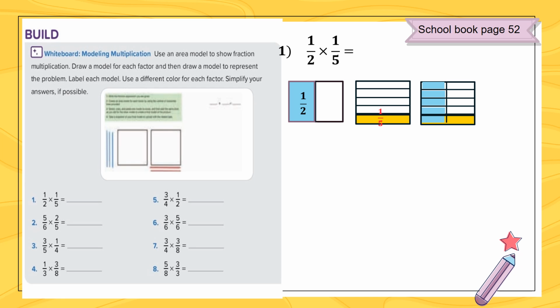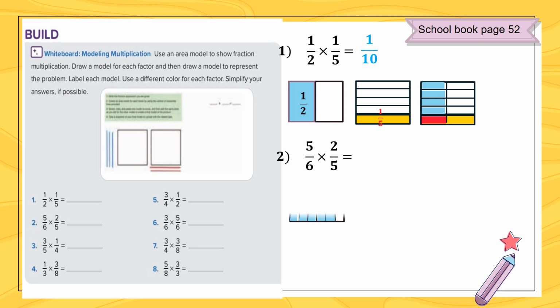So I have only one part. So it will be 1 over the total part, 10. So it will be 1 over 10. Number 2, 5 over 6 times 2 over 5.